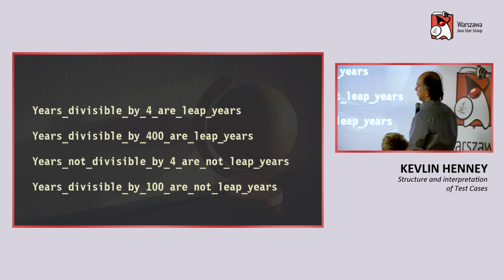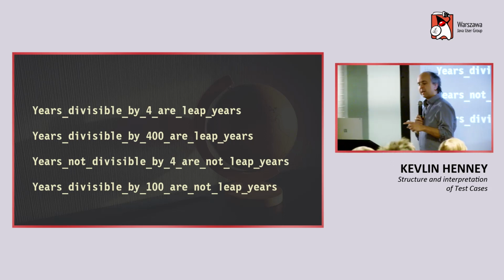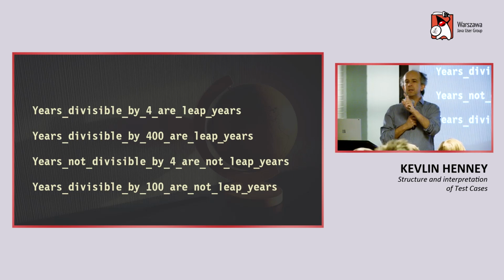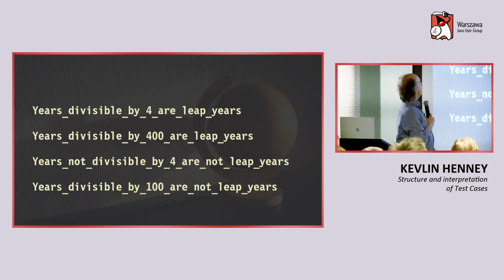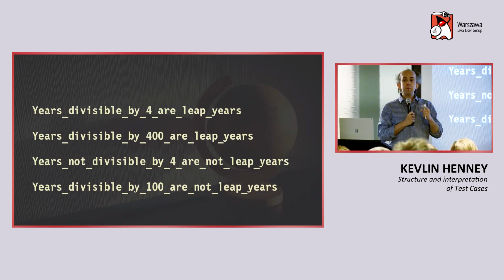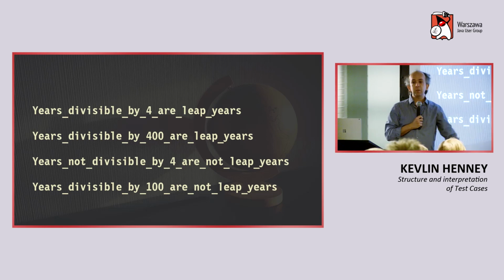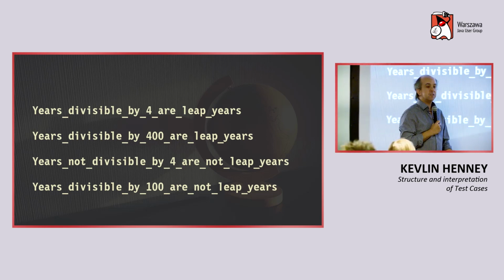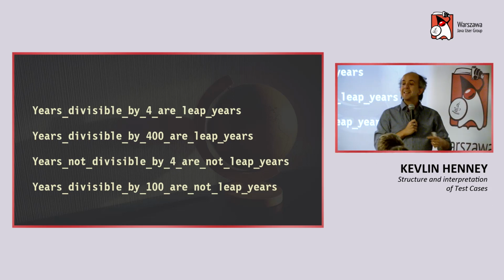Okay, there we go. This is what we want. This is a bit closer to what we want. It's not quite right yet. We'll get there. Years divisible by 4 are leap years. Years divisible by 400 are leap years. Divisible by 400 is actually a different rule, which suggests years not divisible by 4 are not leap years, and years divisible by 100 are not leap years. 1900 is divisible by 4, but it is divisible by 100. It's an exception to the rule.